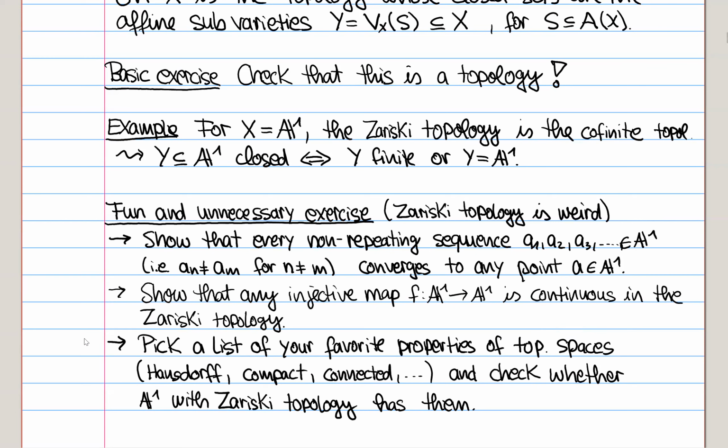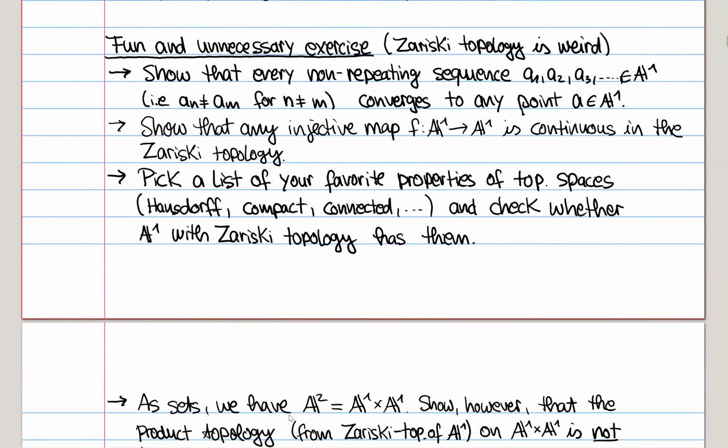And then a more open-ended exercise: pick your list of favorite properties of topological spaces which you still remember. For example, a space can be Hausdorff or compact or connected and so on. And check whether this A1 with the Zariski topology has them. That's an instructive thing to go through.